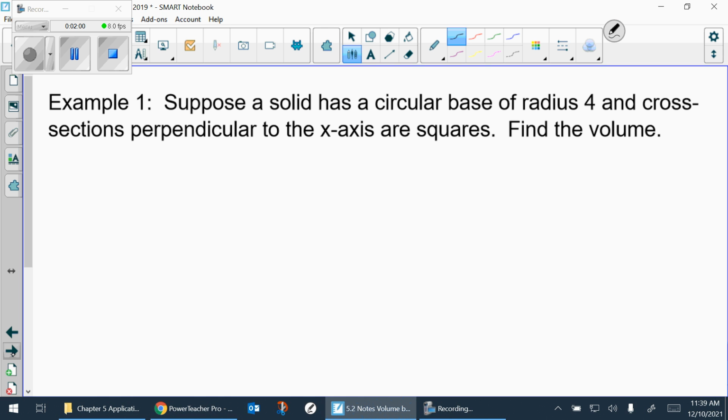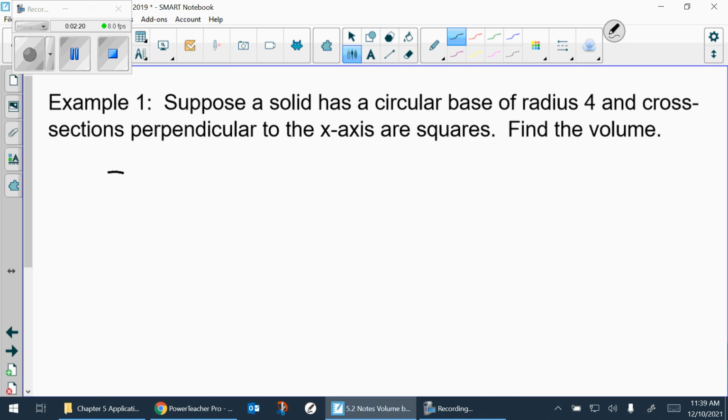Now, it's difficult to picture what these solids look like. In the classroom, we're going to have a model of these things, and we can actually see what they look like. But whether you can see it or not, it doesn't change the procedure we're going to use for finding these volumes.